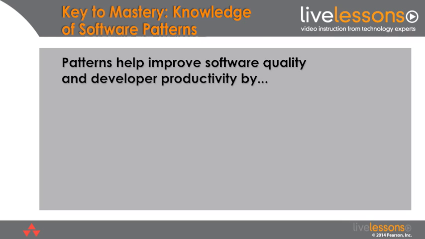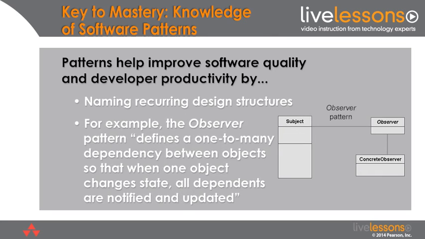One thing a pattern does is it allows you to name a recurring design structure. For example, one of the classic design patterns from the Gang of Four book is the observer pattern, which defines a one-to-many dependency between objects so that when one object changes its state, all of its dependents are automatically updated. If you take a look at the observer pattern description, you'll see a number of other things there as well.